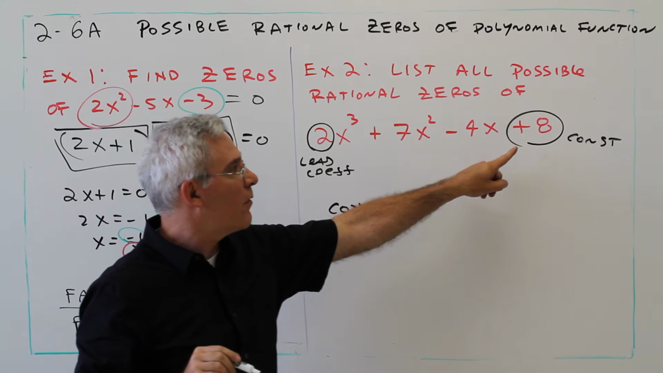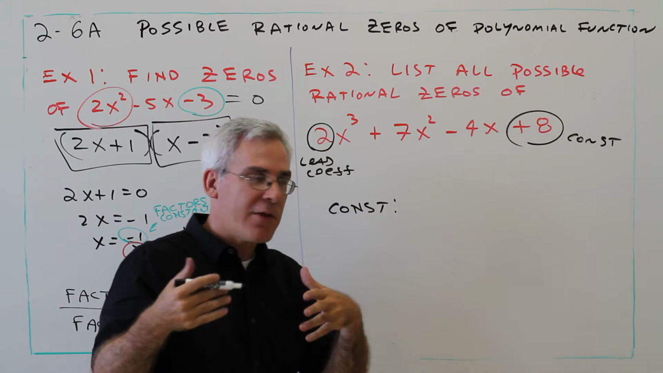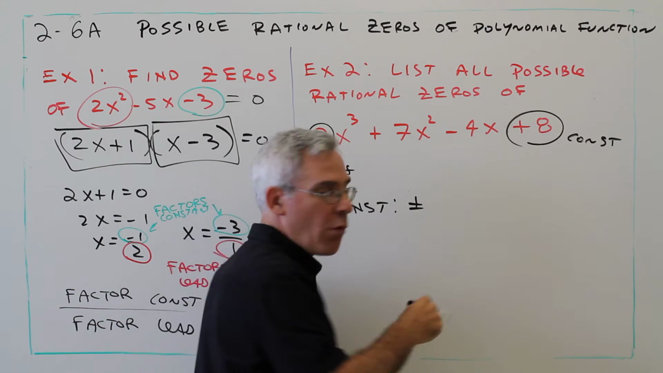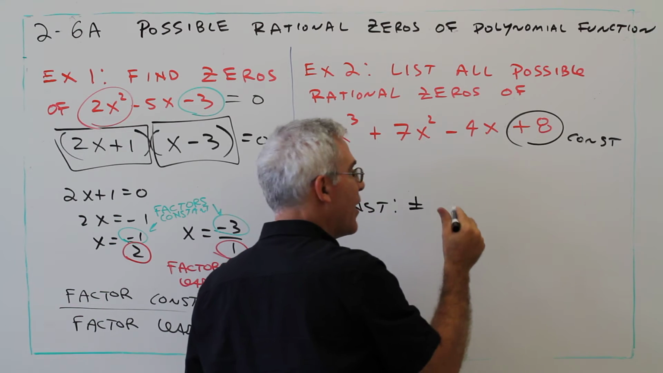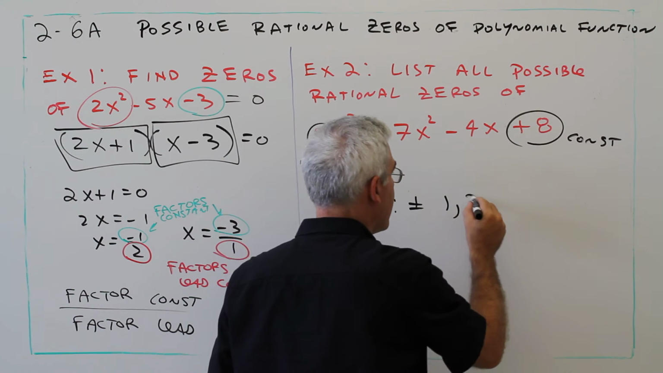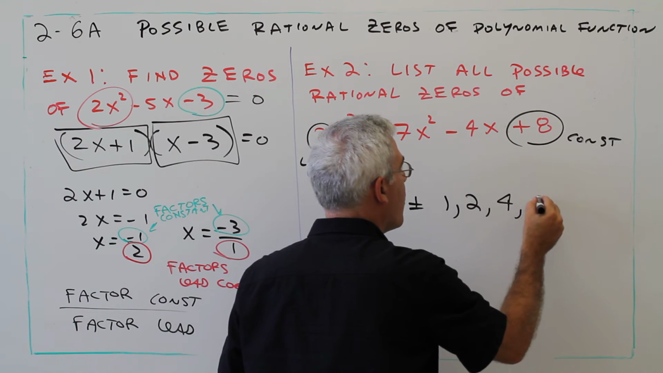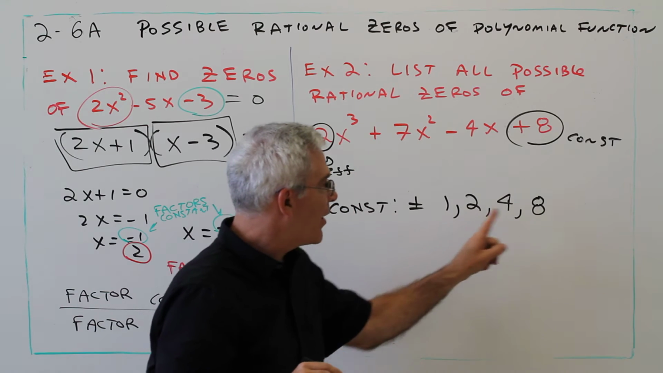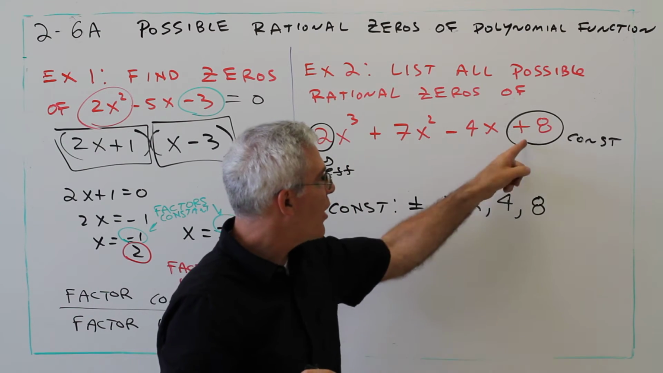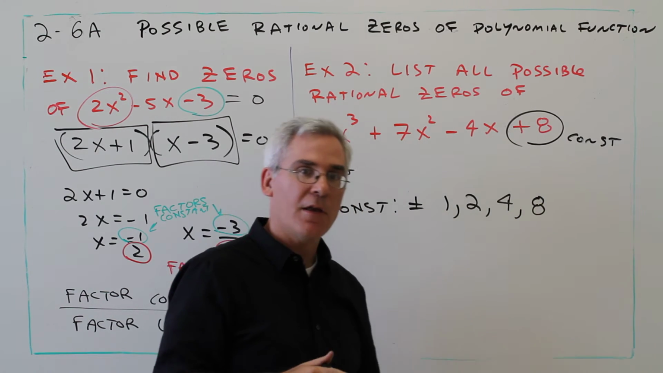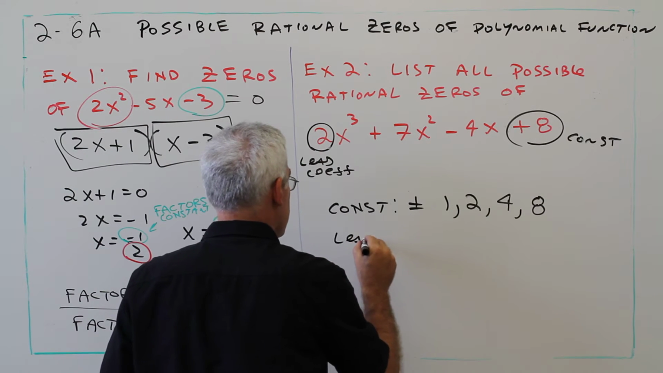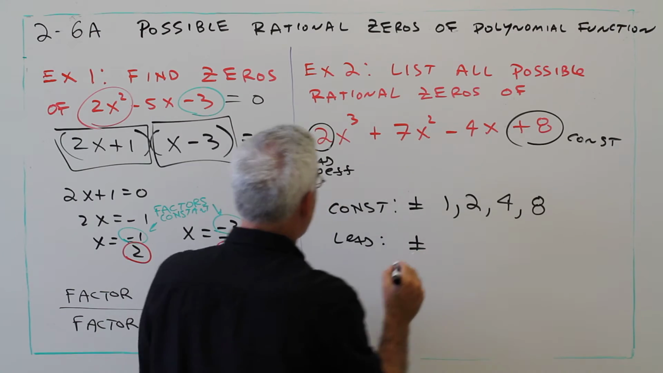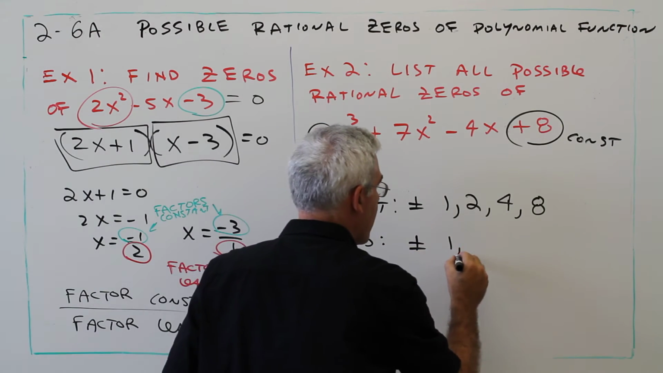So I'll just make a little list here. The factors of the constant, and it could be plus or minus, so I usually just write plus or minus once, and it's implied for the rest of the list. So factors of 8: 1, 2, 4, and 8. Again, 1 times 8 and 2 times 4. I usually put them in ascending order. Now for the lead. The factors are just simply 1 and 2.